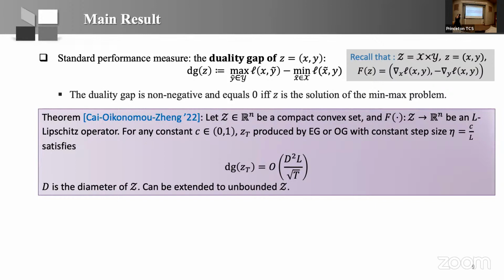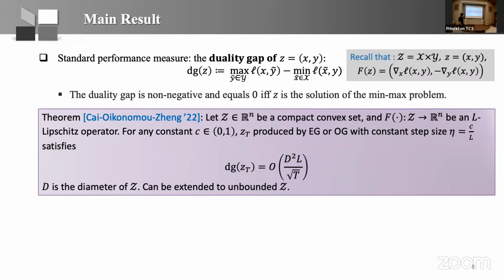So what we show, with my students Argyris and Weiqiang, is that you can take any z in a compact convex set. You take this operator f, which is just the concatenation of the gradients. If f is L-Lipschitz, which in the bilinear game case just means you have an upper bound on the payoff, and you take any constant c, and you run EG or OG with step size c over L, you can prove the duality gap will decrease at this rate: D squared times L over square root of t.